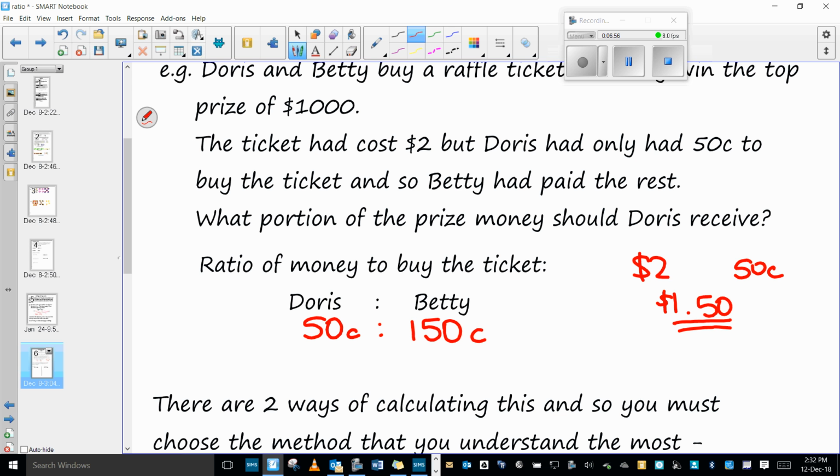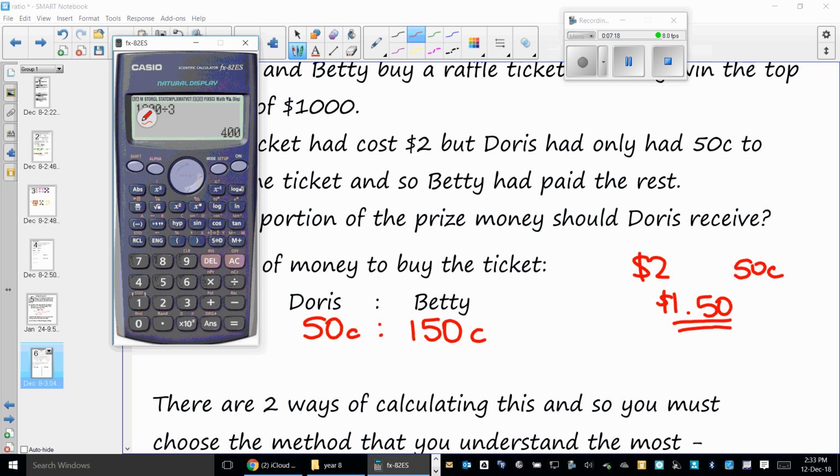Remember that? Yes? Okay. So we've got Doris paid 50 cents and Betty paid 150 cents. Well, they're big numbers, so let's try and simplify that into our smallest possible. Let's use our calculator. Remember, we're going to put it as a fraction. So 50 and 150 simplifies to be 1/3.